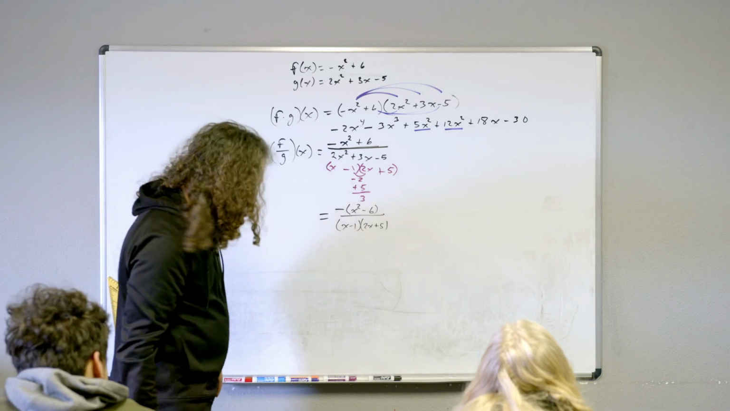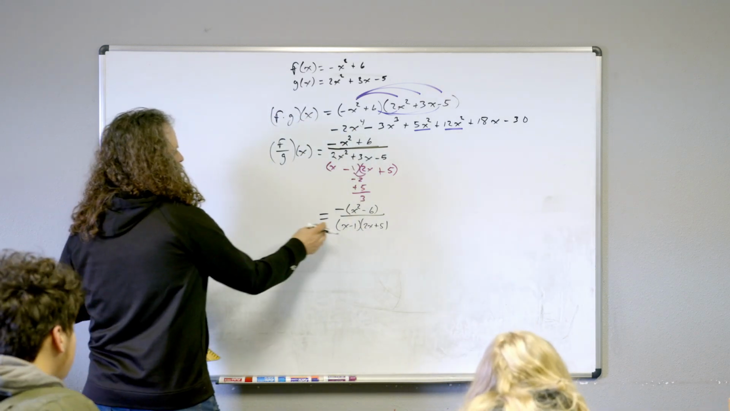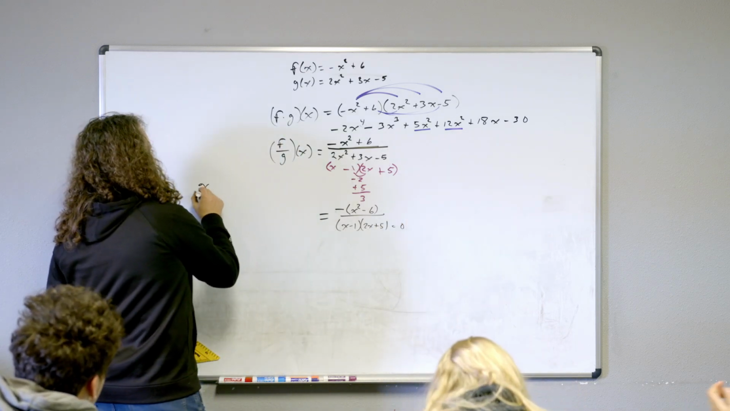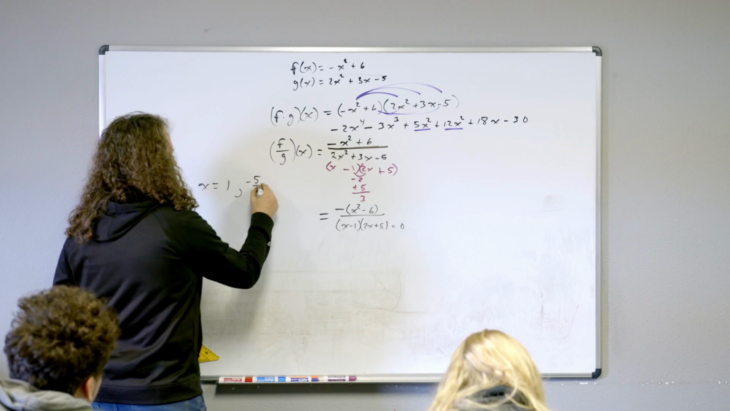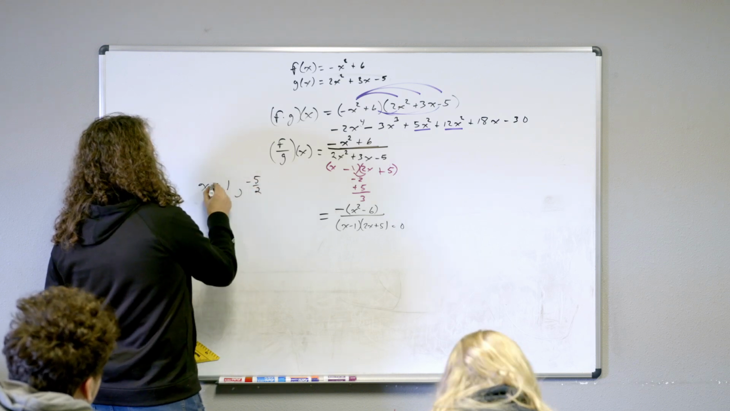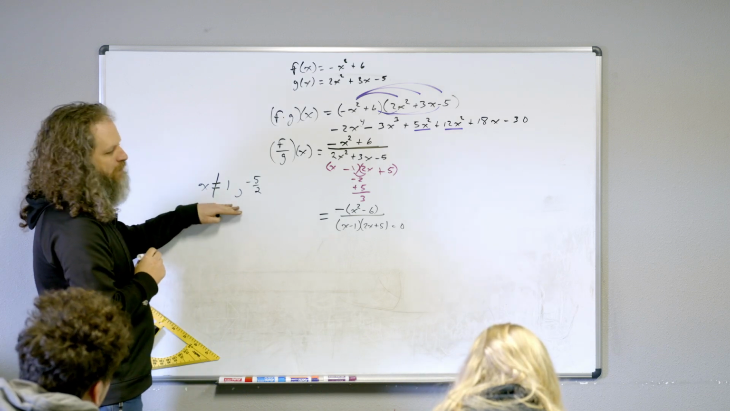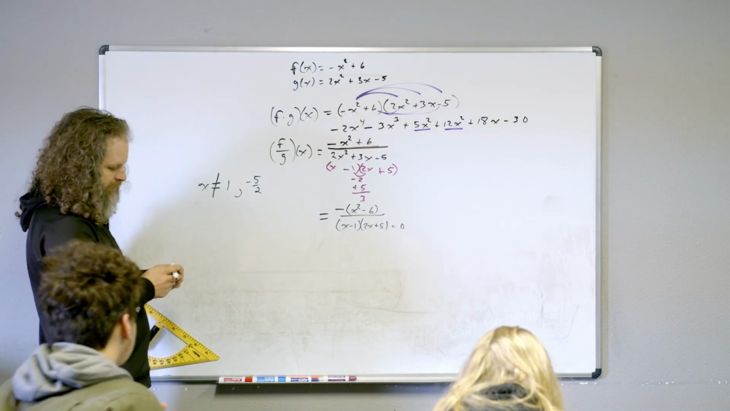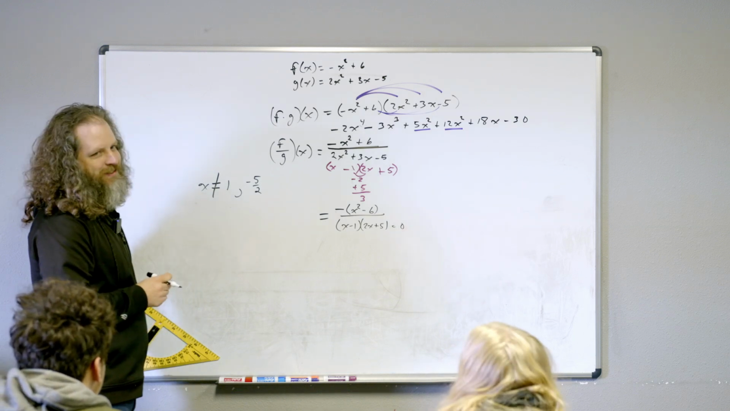So we set it to 0. We've already got a factored one, right? So when we set this equal to 0, we end up with x equals 1 and negative 5 halves, which means the domain is that x cannot be these. We're in Algebra 2, so we write our domain and range in interval notation. So how do we write this in interval notation?